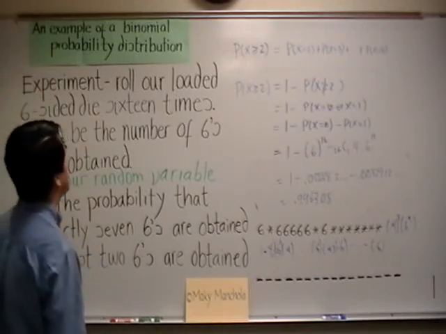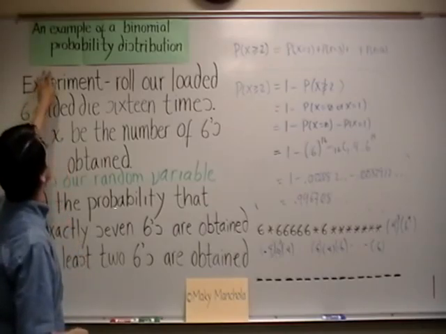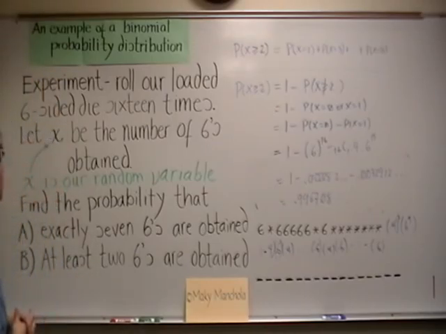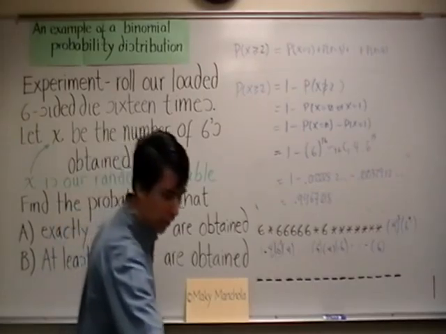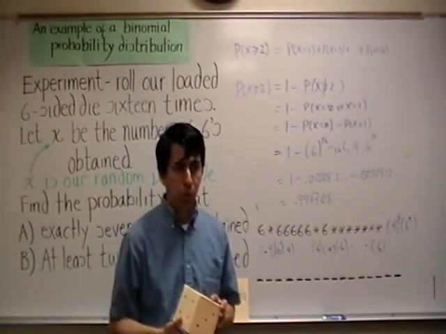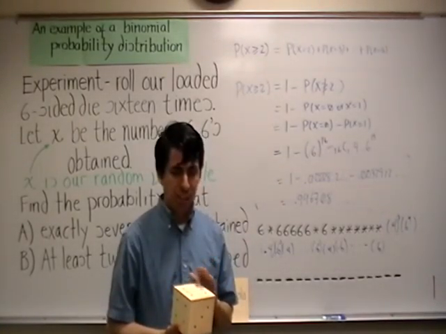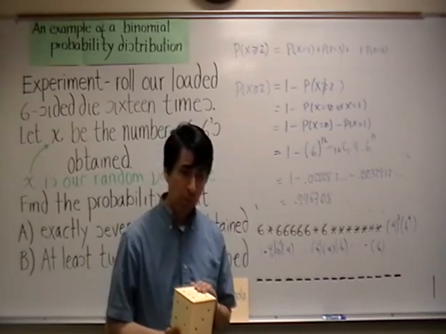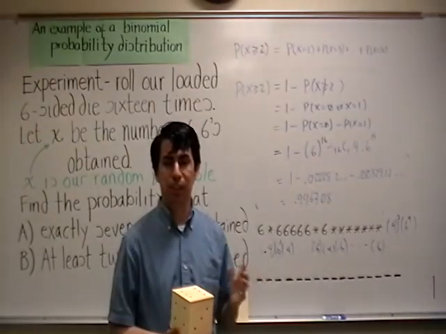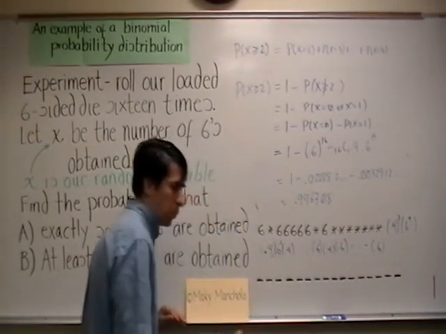Okay, so the following discussion is a follow-up to an example I just did. It was an example of binomial distribution. The context was that we would roll a loaded six-sided die which has a probability of obtaining a 6 of 0.4, and consequently the probability of not rolling a 6 of 0.6.